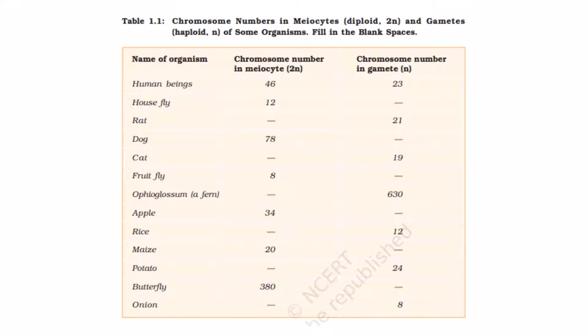The second column is the chromosome number in the meiocyte, wherein the ploidy is diploid, that is 2n, and we have the chromosome number in the gamete, which is haploid, so the ploidy is n. And they have given certain blanks which we have to fill according to the ploidy, and we have the organisms like human beings, housefly, rat, dog, cat, fruit fly, and so on.